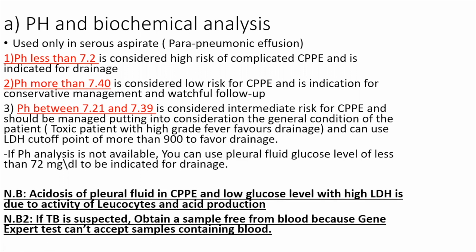Also, this is a very important point. If we are suspecting TB, we should obtain a sample free from blood. Why? Because GeneXpert, which is an important test in detecting TB, can't accept samples containing blood. So this will be a waste for you, a waste of time, and a waste for the patient. So you must make sure that the sample is free from blood.